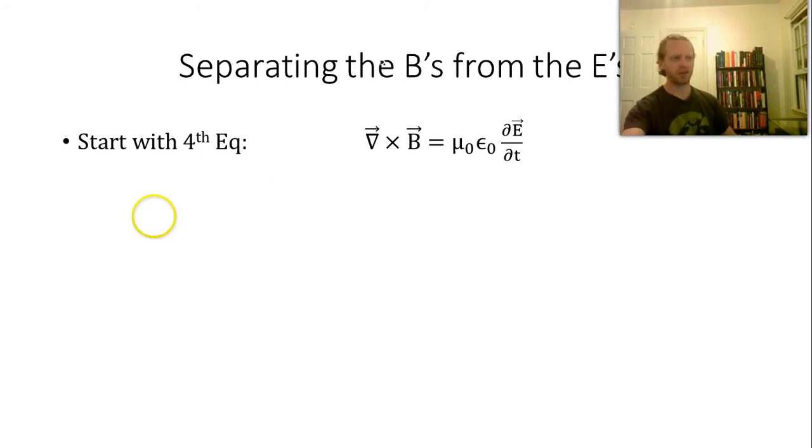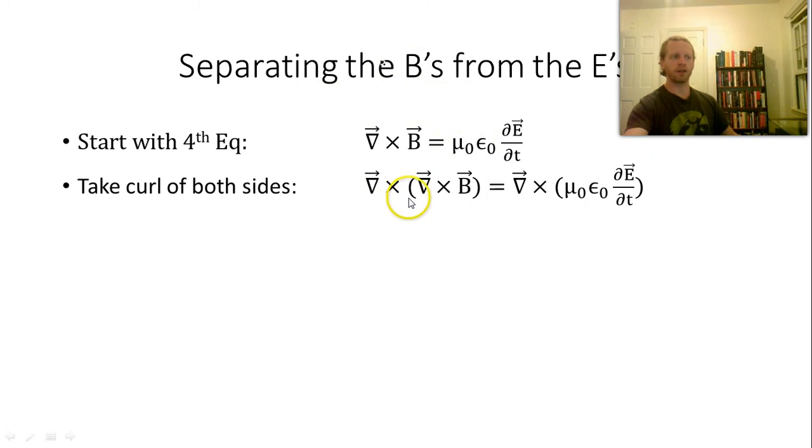So let's start with the fourth equation here. Let's take the curl of B, and that's equaling the changing electric field at right angles to it. But what we're going to do is we're going to take the curl of both sides of this equation. So it's going to look like this, the curl of the left side and the curl of the right side. And this looks ultra messy and confusing.